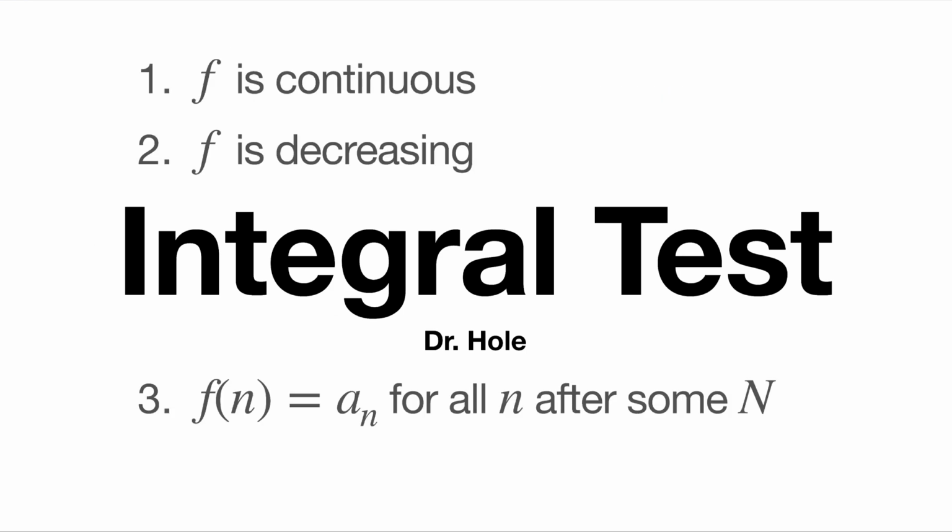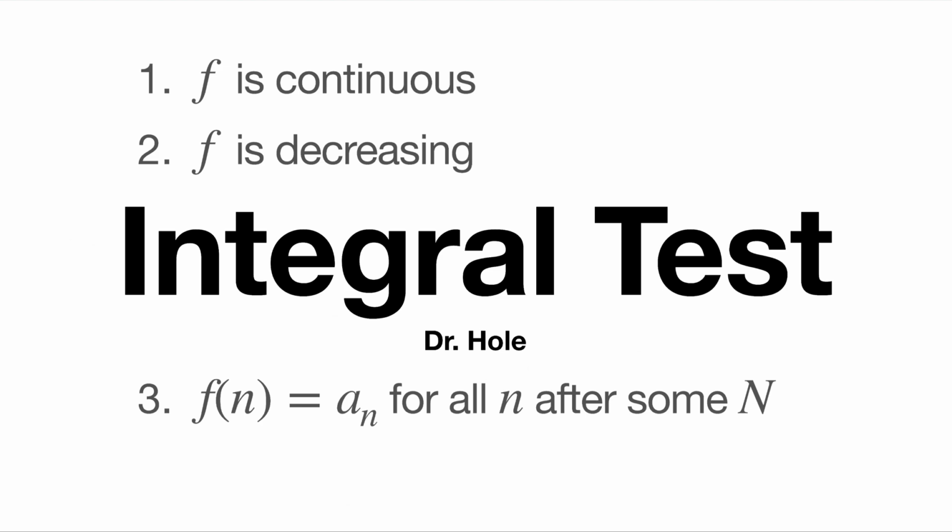For the function, we want 3 different conditions met. We want to be able to integrate, so assume that it's continuous. We want the function to decrease, so the graph will look like that. And at every integer value after some starting integer, the function and the sequence agree. So 3 conditions on the function, 1 condition on the series: that the terms are positive.